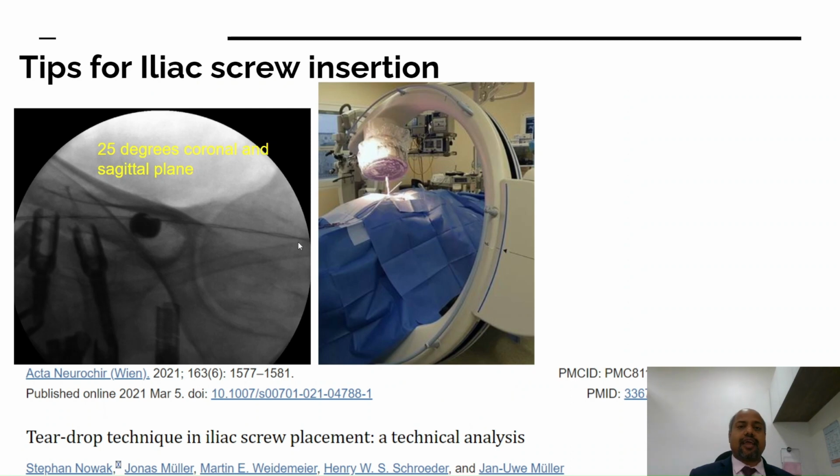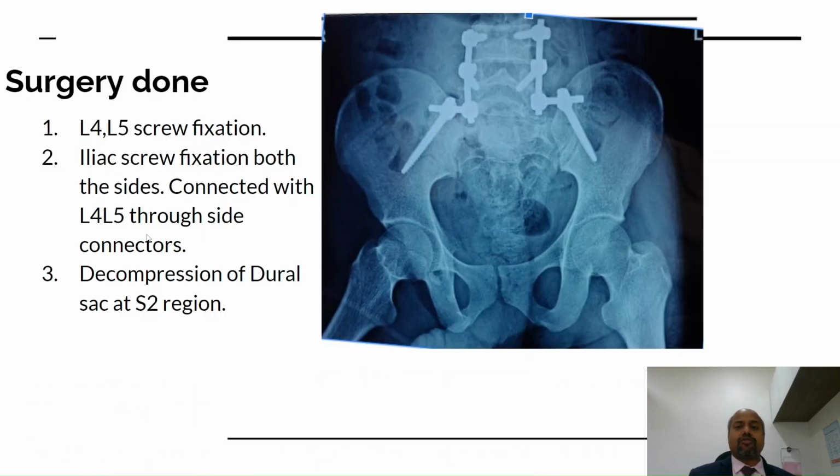On X-ray, what you do is a 25 degrees coronal and 25 degrees sagittal plane angulation, and then you will see the iliac density through which the screw or the Lenke probe has to pass. So based on similar guidelines, we put the L4 and L5 pedicle screws. Additionally, we put the iliac screws, which were pretty good, about 70-80 millimeter thick screws, and which were connected through side rods.